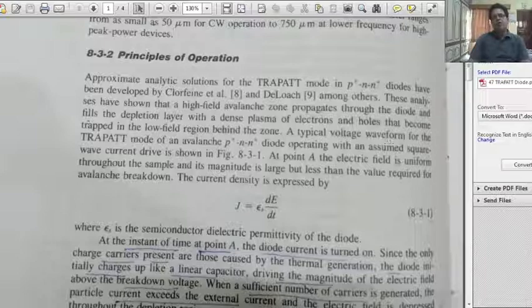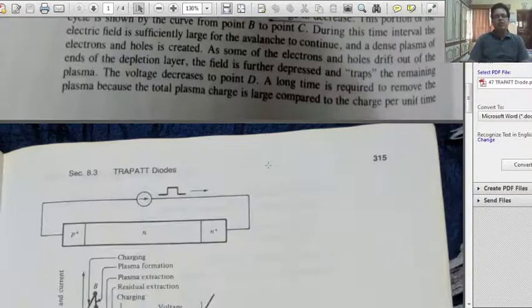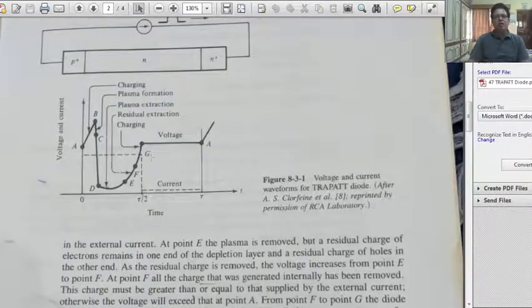A typical voltage waveform for the TRAPATT mode of an avalanche p+ n n+ diode operating with an assumed square wave current is shown in figure 8.3. Here you see that this is the current, the square wave current.